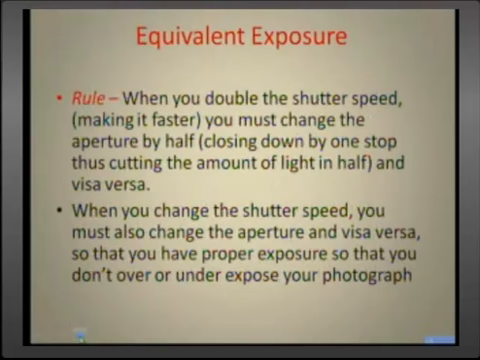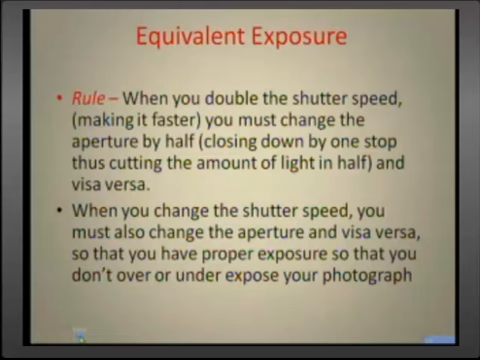Let's take a look at this rule. When you double the shutter speed, or make it faster, you must change the aperture by half, or close it down by one stop, thus cutting the amount of light in half, and vice versa. When you change the shutter speed, you must also change the aperture, and vice versa.